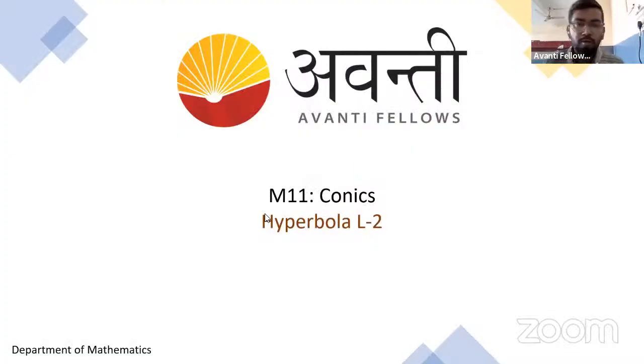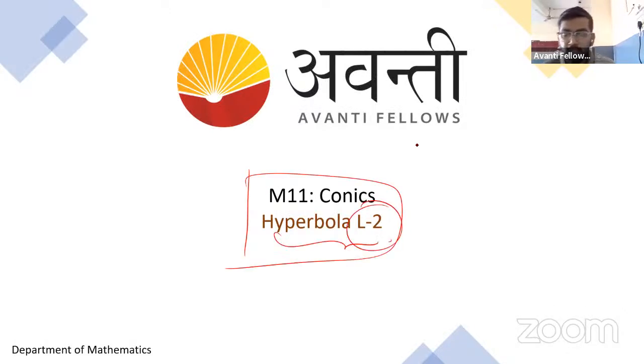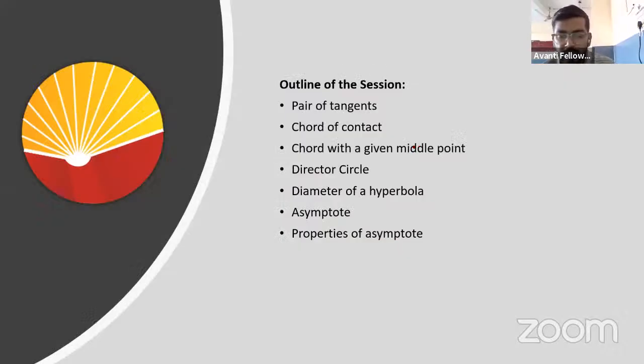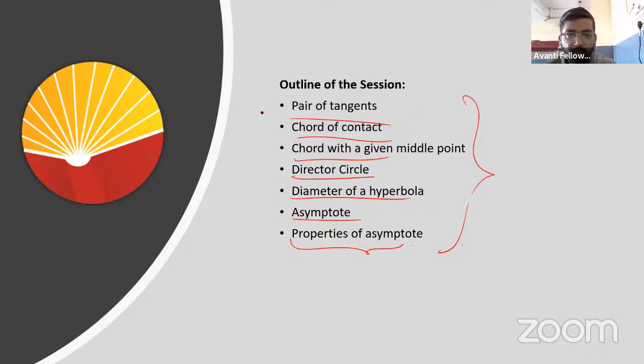Okay, so today we'll be learning about hyperbola. We'll be having the second session of hyperbola. So let's first understand what we are going to study. Today we will be studying pair of tangents, chord of contact, chord with a given middle point, director circle, diameter of a hyperbola, asymptote, and properties of asymptote. So this is our agenda for today. Let's start our session.